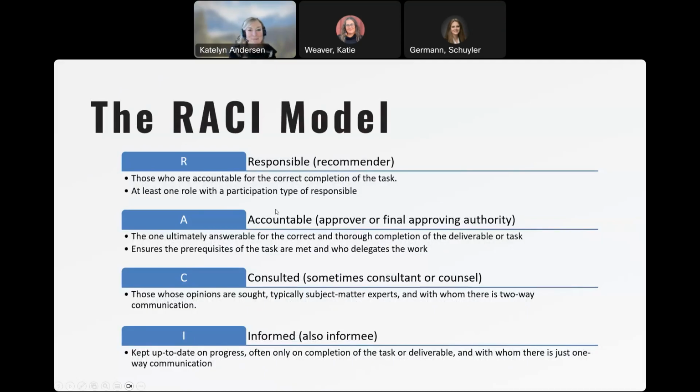R is responsibility, those who are accountable for the correct completion of the task, and at least one person needs to be assigned that responsibility. A is accountable, and it's ultimately just one person who is answerable for the correct and thorough completion of the deliverable task. This person also ensures that the prerequisites of the task are met and delegates the work. C is who needs to be consulted, and this could be multiple people. And the final one is who needs to be informed and kept up to date on this project.